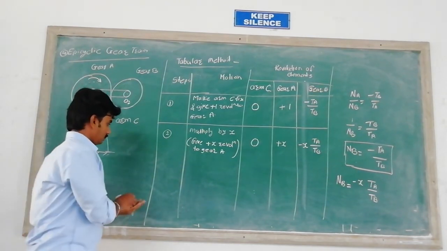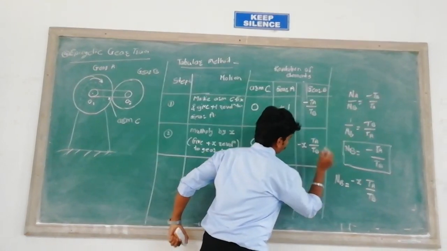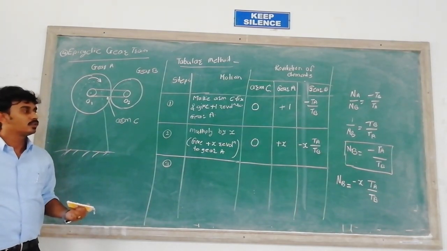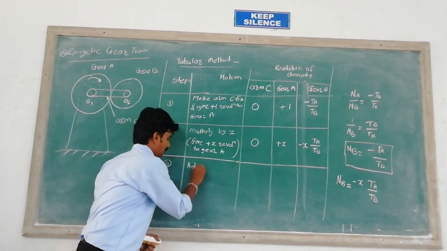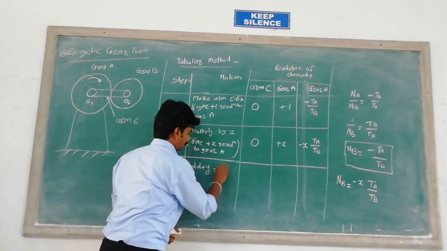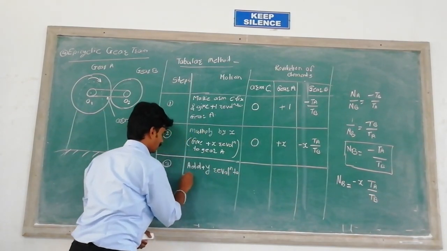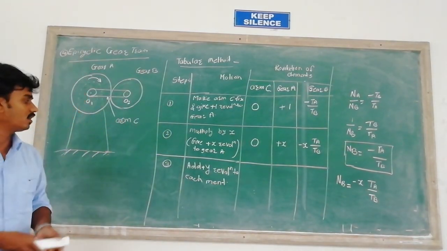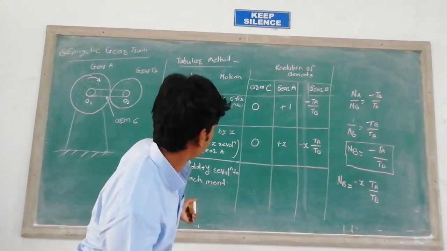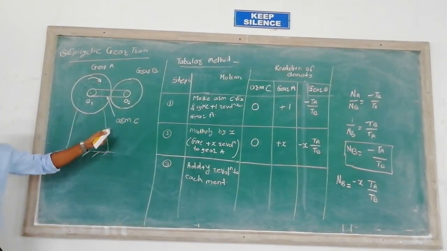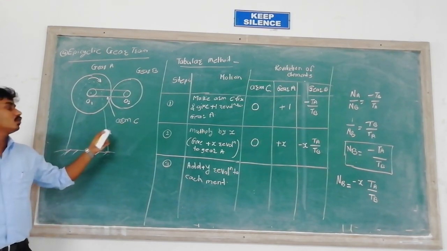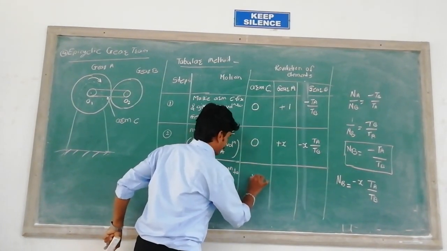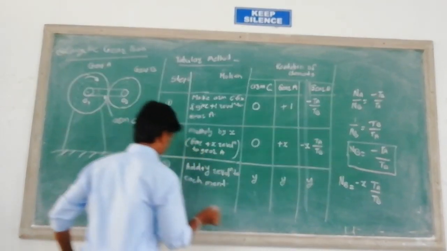Now the third step. What is the third step? Add plus y revolution to each element. Means what? First we make arm C fixed, but after that we are giving plus y revolution to each element. So we are giving y revolution to arm C, gear A, and gear B. Therefore, we are adding y here.